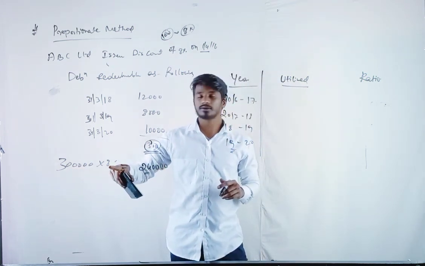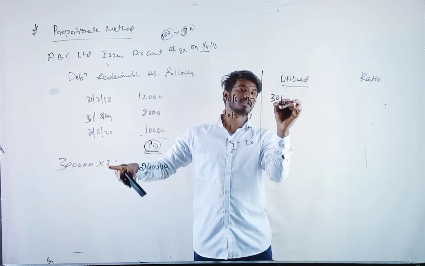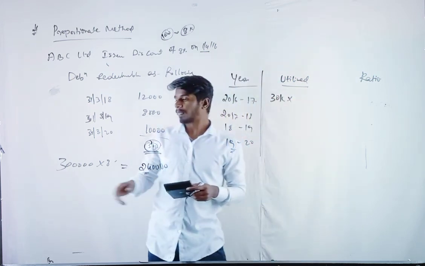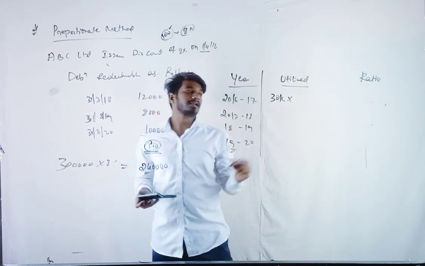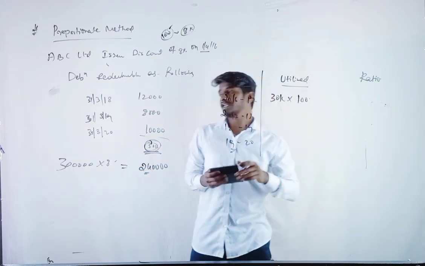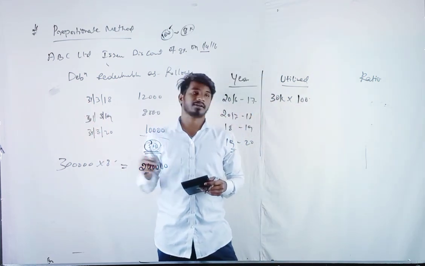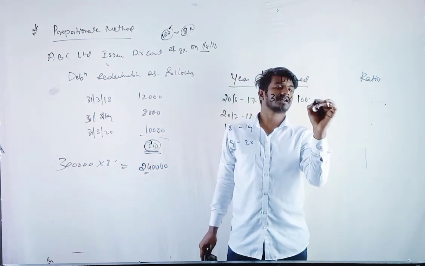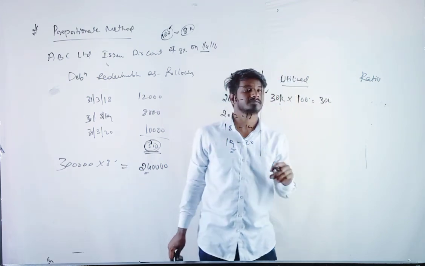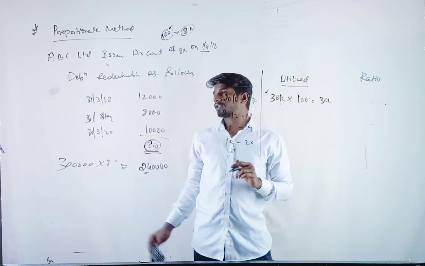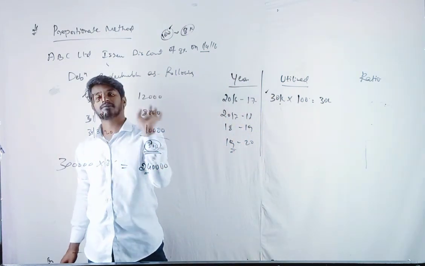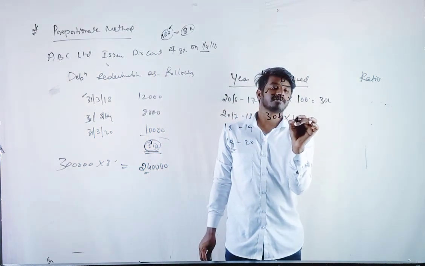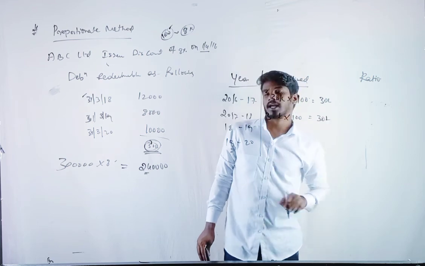First, 30,000 into not 8, 30,000 into face value. Face value is 100. In the first year we didn't redeem anything. Whole 30,000 was there. So face value is 100, it becomes 30 lakh. Right? In the second year also, at the end of the second year we redeem, but it goes to the next year. In the second year also, we have the whole amount 30 lakh.